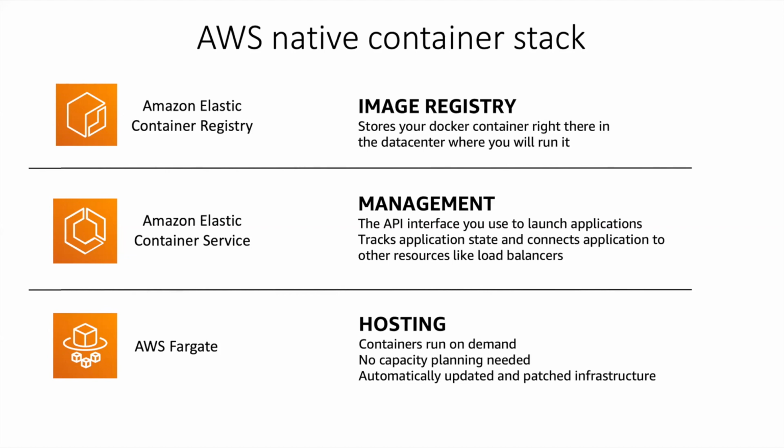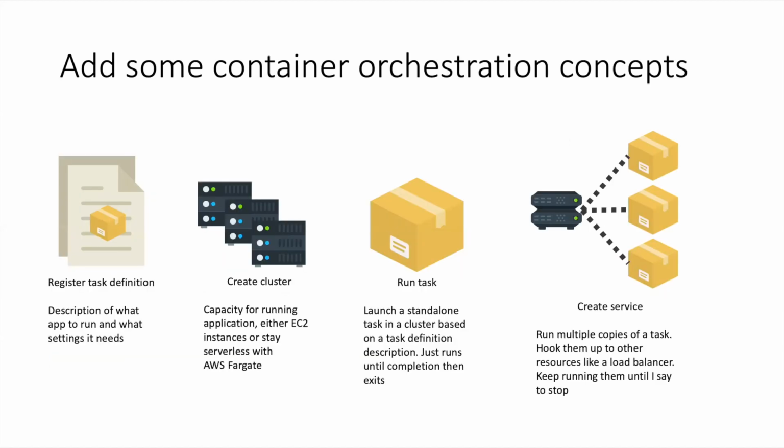I just want to give a shout out right now to make it clear. This isn't the only way to run containers. AWS also has Elastic Kubernetes Service, which allows you to use Kubernetes as the management layer. But the only thing that switches out there in this diagram is you would use Amazon EKS Kubernetes service as the management layer, but you can still use ECR as the image registry and AWS Fargate as the hosting.